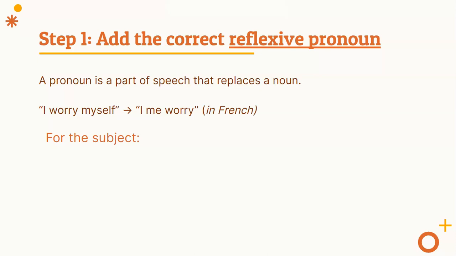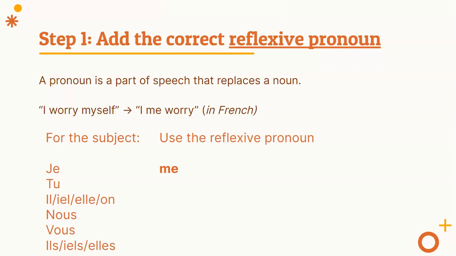This does not replace the subject you're talking about. It does not replace the verb. For these types of reflexive verbs, it goes with. So for example, for je, you're always going to add the same thing, which will be me. For tu, you'll add te. For il, elle, and on, you'll add se. For nous, you'll add nous.